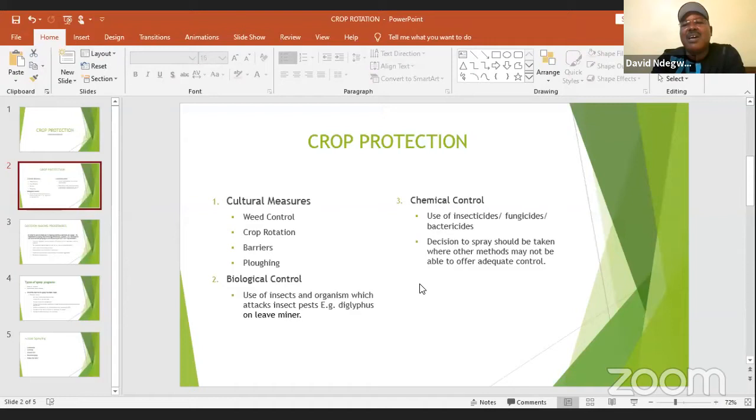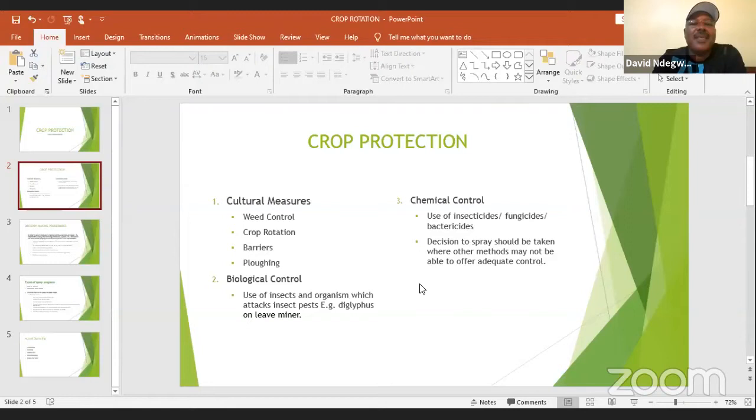Before you do that, we have to look at the cultural measures. Can we remove the weeds? Can we do crop rotation? Weeds can harbor pests. If you weed, then the pests that were being harbored by the weeds will be eliminated.